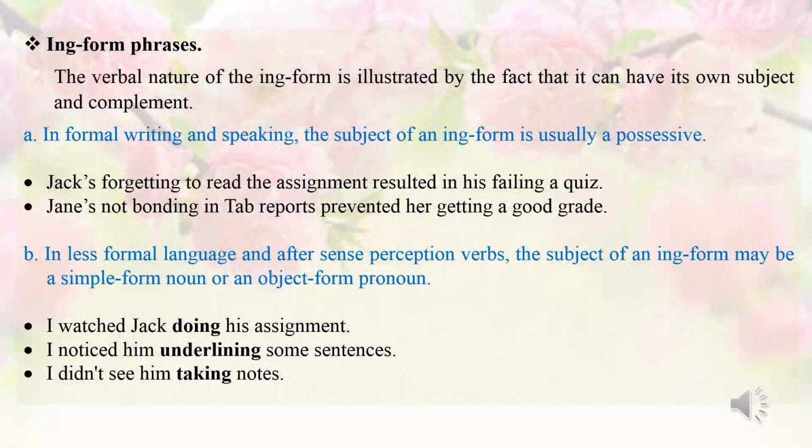-ing form phrases. The verbal nature of the -ing form is illustrated by the fact that it can have its own subject and complement. In formal writing and speaking, the subject of an -ing form is usually a possessive. Jack's forgetting to read the assignment resulted in his failing a quiz. Jane's not bonding in lab reports prevented her getting a good grade.